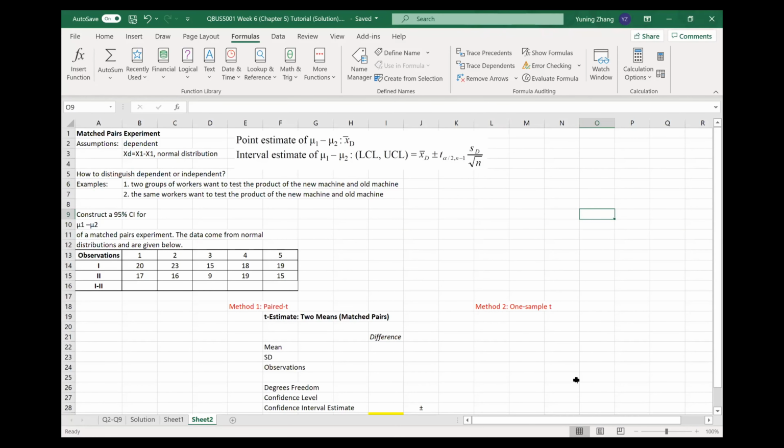Hi, this is Caroline. Today, I want to show you how to estimate mu1 minus mu2 using mixed pair experiment.